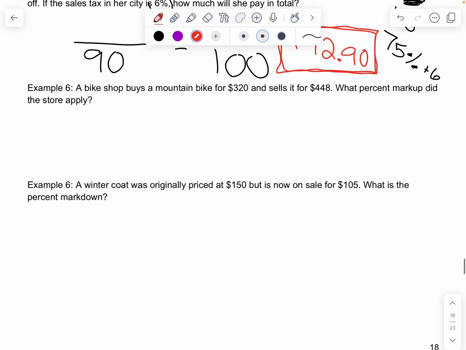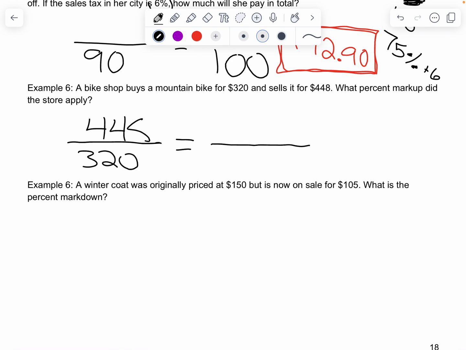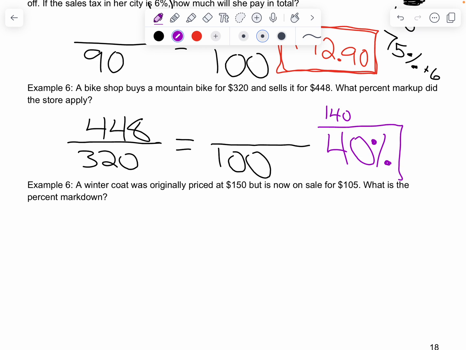Example 6, a bike shop buys a mountain bike for $320, and then they sell it for $448. So the before price was $320, and then they sold it for $448. They want to know what the markup is. So when you do this, 448 times 100 divided by 320, you get 140. But remember, we're looking for how far from 100 we are. So you would have a 40% markup.